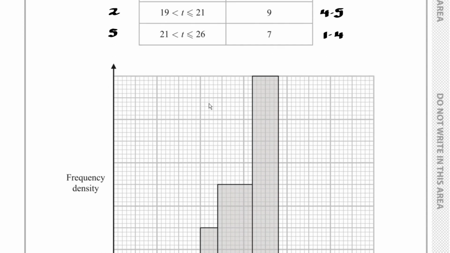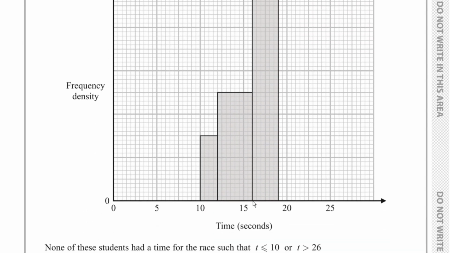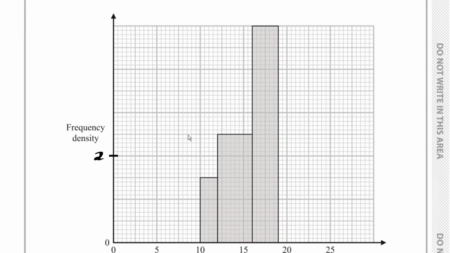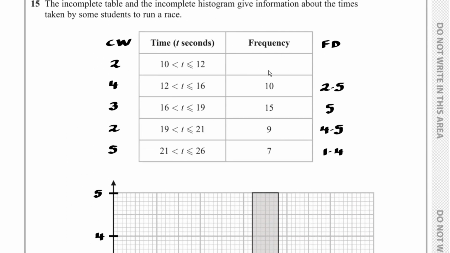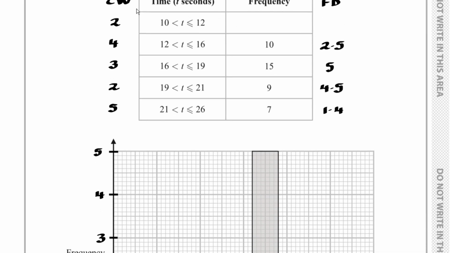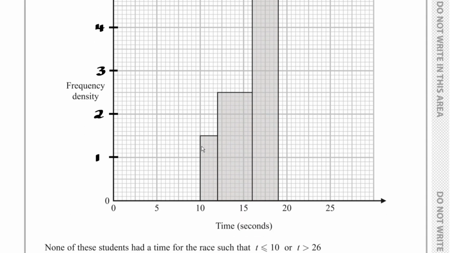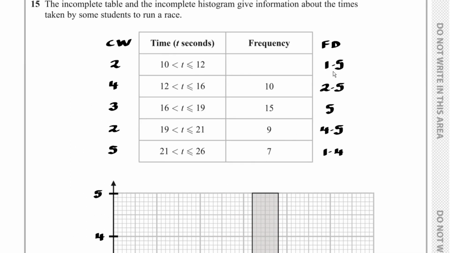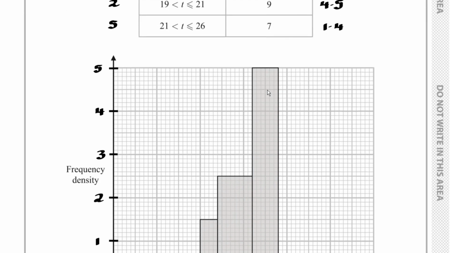So if I take a look at 12 to 16, which is here, that's 2.5. So I've got 2.5, which is up to here, which means here I've got 2. And if I fill the rest in, I've got 1, 3, 4 and 5. And 2.5 is in between 2 and 3. So now, to find out the frequency, I need to find the frequency density between 10 and 12. That, you can see, is 1.5. And therefore, to find the frequency, I need to do 2 multiplied by 1.5, which is 3.